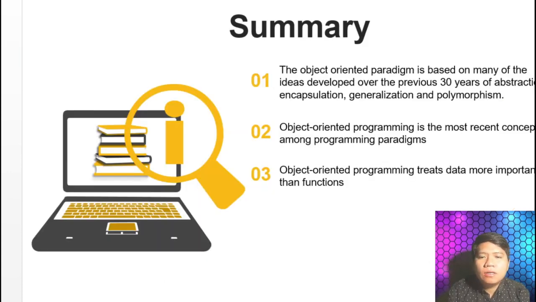In summary, we could say that the object-oriented paradigm is based on many of the ideas developed over the past 30 years of abstraction, encapsulation, generalization, and polymorphism. Object-oriented programming is the most recent concept among programming paradigms, and object-oriented programming treats data as more important than functions.